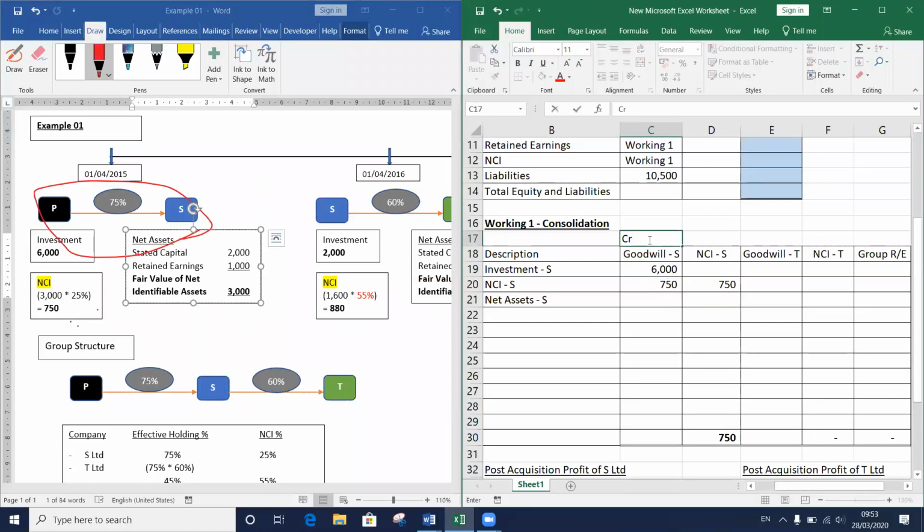So this is an account with a credit balance. NCI is an equity component. So this is an account with a debit balance, right? Here also the same. The goodwill is the cost of control account, our debit account, the account with debit balances. NCI is with credit balances. Group retained earnings? Credit balances, right?